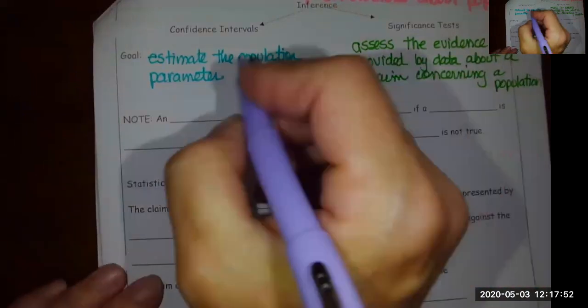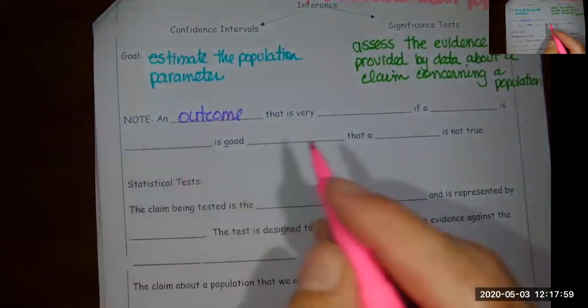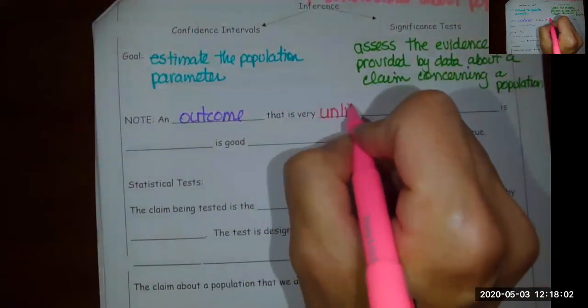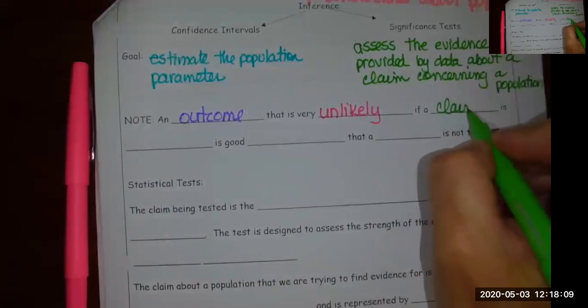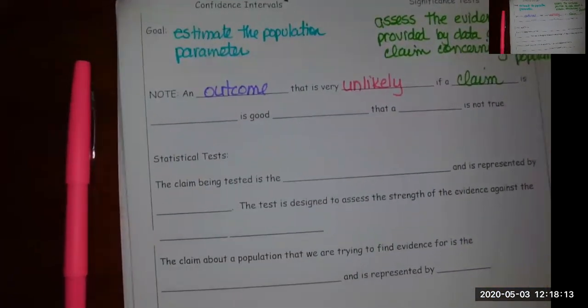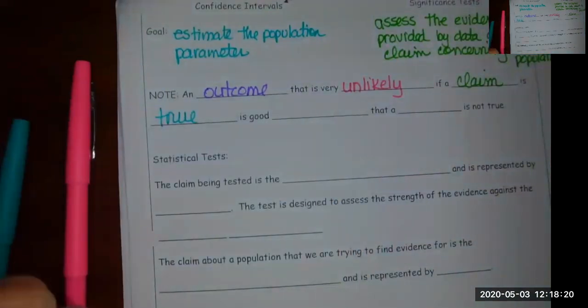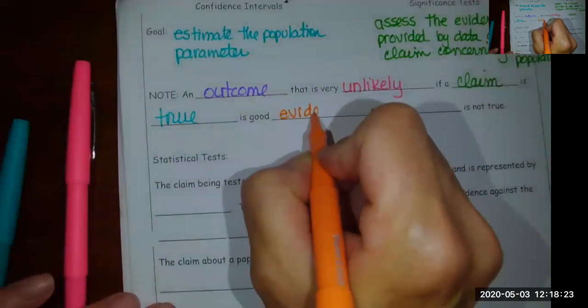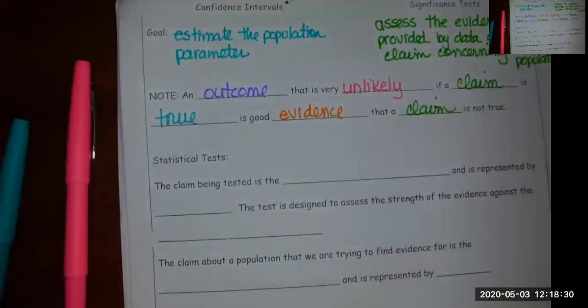So an outcome that is very unlikely if a claim is true is good evidence that a claim is not true. Boy, that sounds crazy, doesn't it? What that means is, if we do the statistics and we say it's very unlikely that this would happen, then the claim is not true.